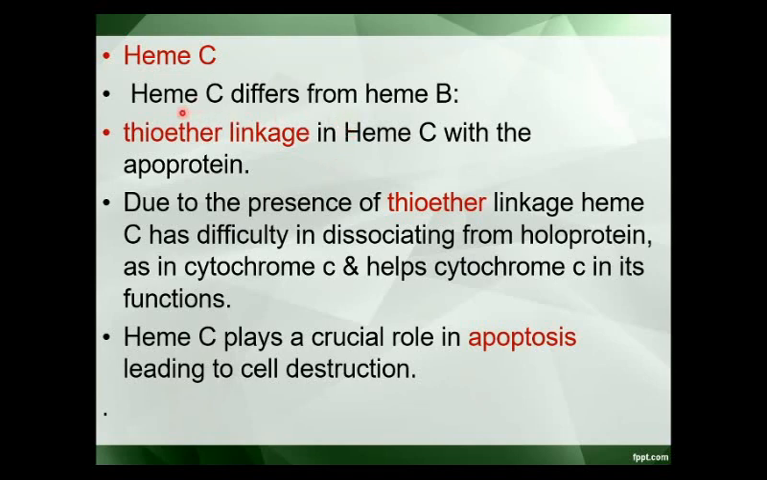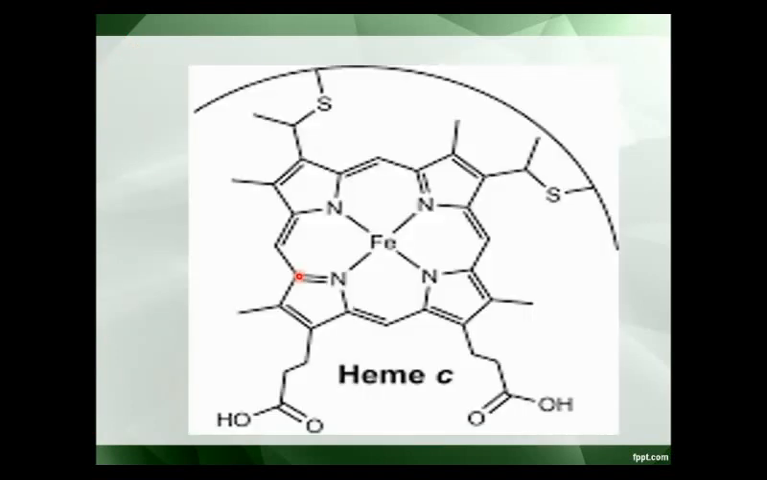Heme C. Heme C differs from heme B in the thioether linkage with the apoprotein. Due to the presence of the thioether linkage, heme C has difficulty dissociating from the holoprotein in cytochrome C and helps cytochrome C in its functions. I'll just go to the diagram. Here you can see the protein chain, and since the protein chain is composed of amino acids, the amino acid cysteine contributes the SH group, and here you can see the thioether linkage of the porphyrin with the protein.